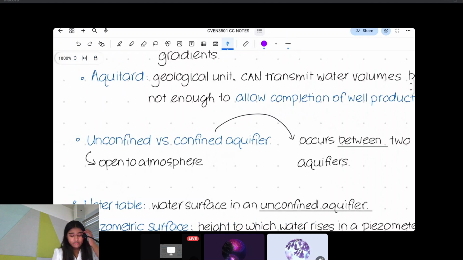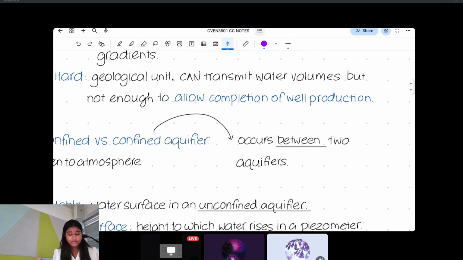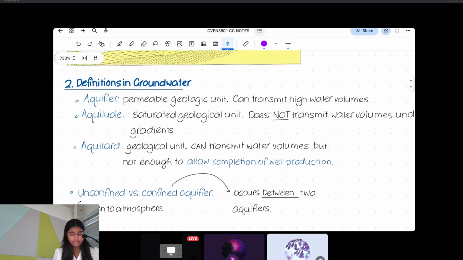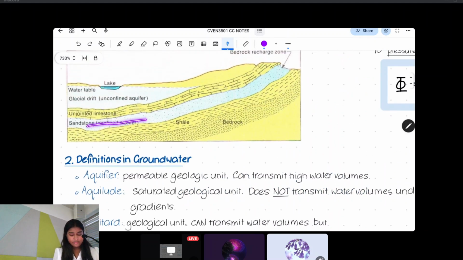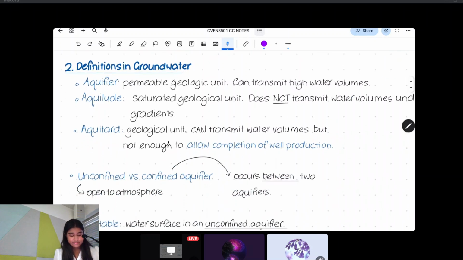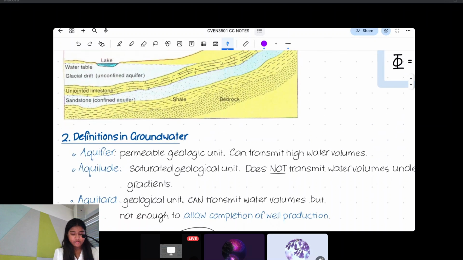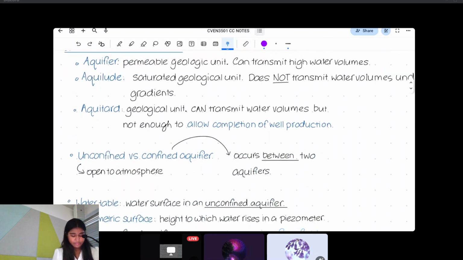Now, an unconfined versus a confined aquifer, what does that mean? Unconfined is basically open to the atmosphere, and a confined aquifer means it occurs between two aquitards, right? So kind of like this one here. The shale and the unjointed limestone, those are the two layers that contain the sandstone where the water is able to be stored.